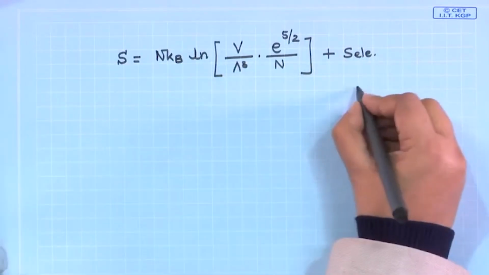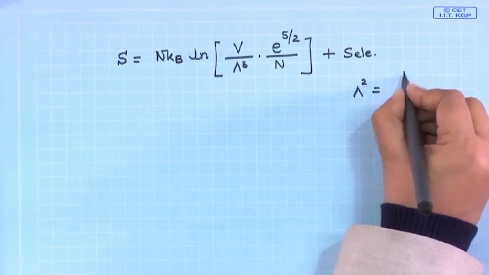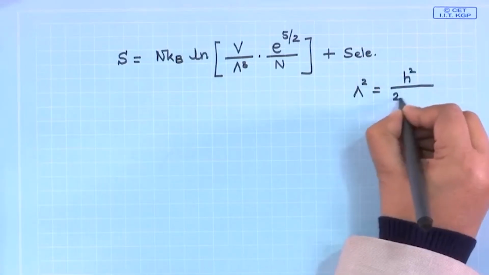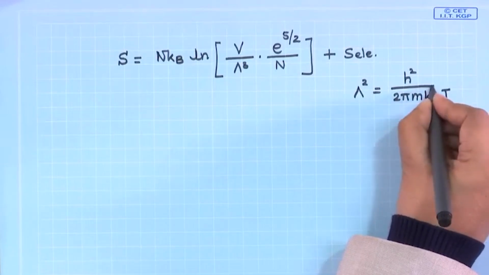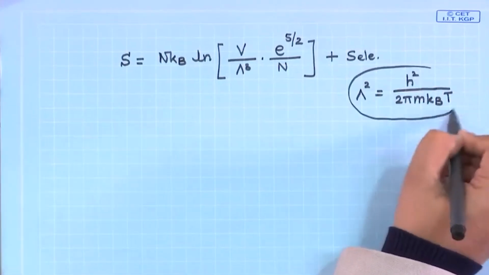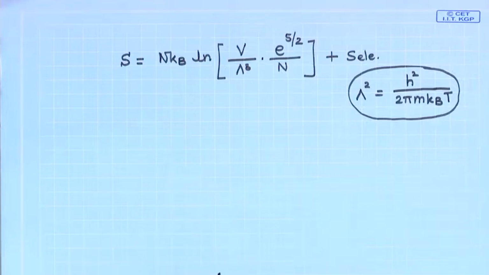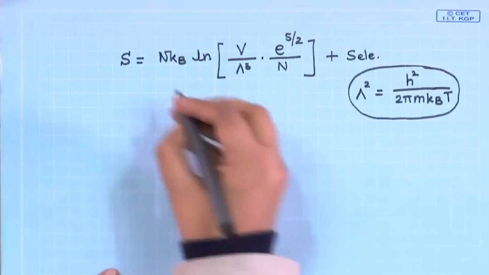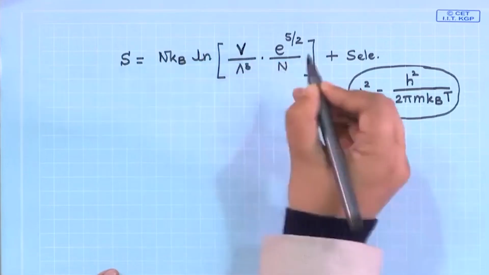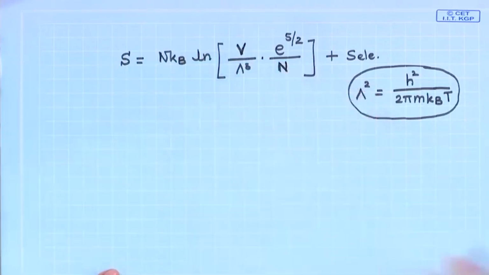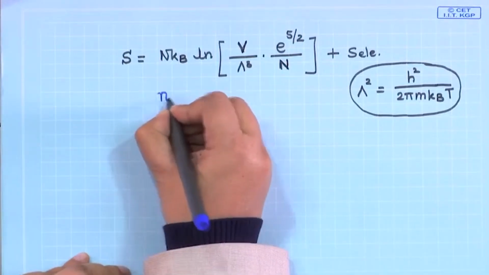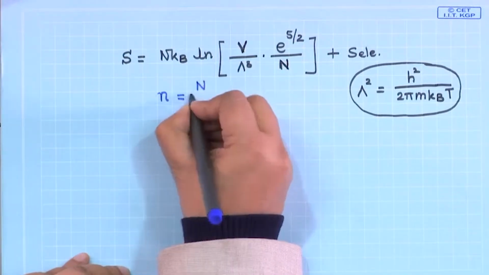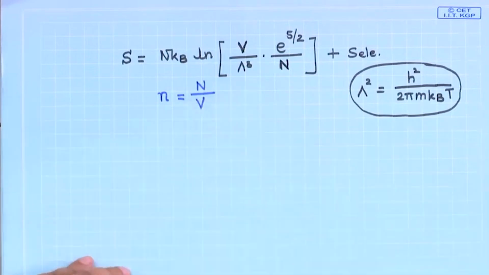So, what is lambda? Lambda square by definition is equal to h square divided by 2 pi m kT, and in the slide that I was showing to you, I had this net expression put in here instead of lambda cube. Now, if I go back and see that I have V and I have N, what happens if I introduce this quantity small n, which is capital N divided by V?